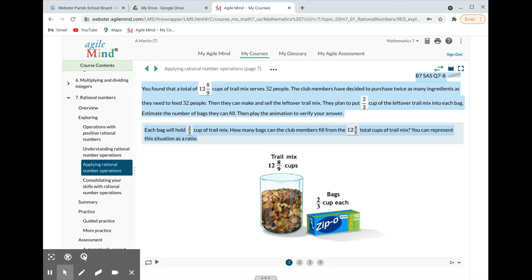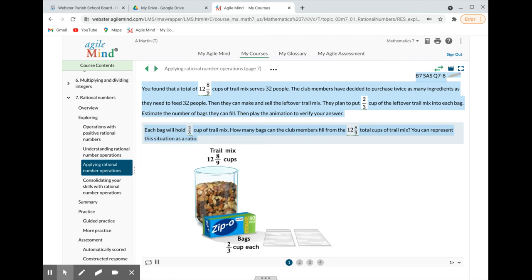You can represent this solution as a ratio. Good job. Way to keep going. All right, so let's take a look at the trail mix and the bags. So we're trying to figure out what we're going to do. I told you the words were hard. So it says that we can take the cups of trail mix and divide it by the small bags, and that'll tell us how many bags we'll need. Is that going to work? Yes or no?